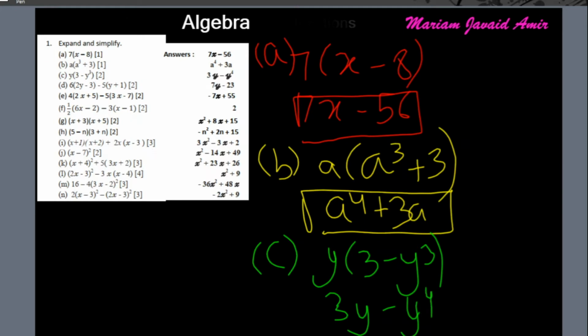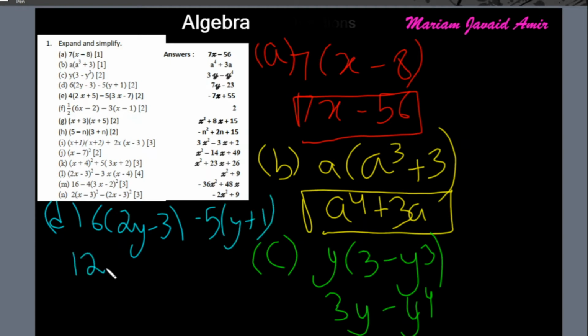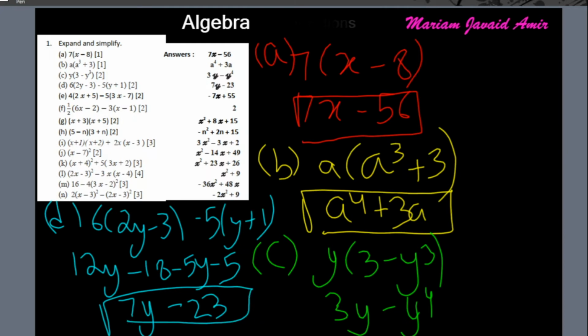Part D is 6(2y minus 3) minus 5(y plus 1). So open the brackets, we get 12y minus 18 minus 5y minus 5. So this becomes 7y minus 23. Part D.